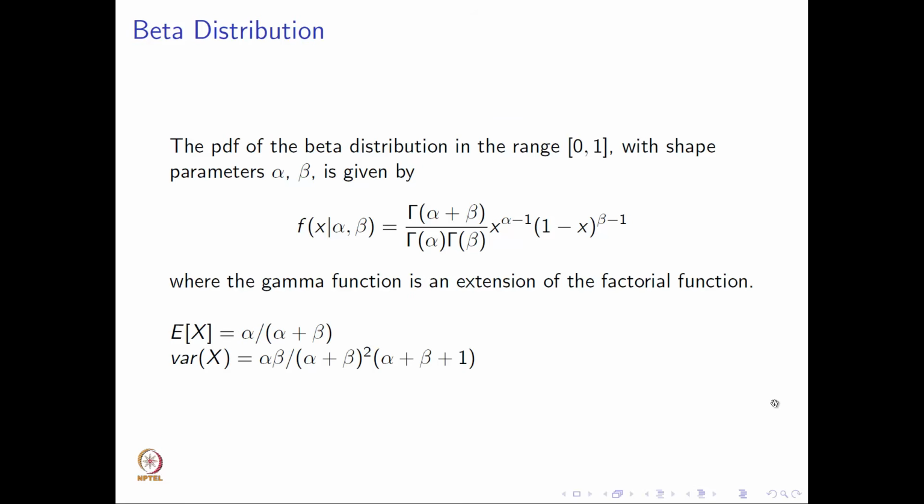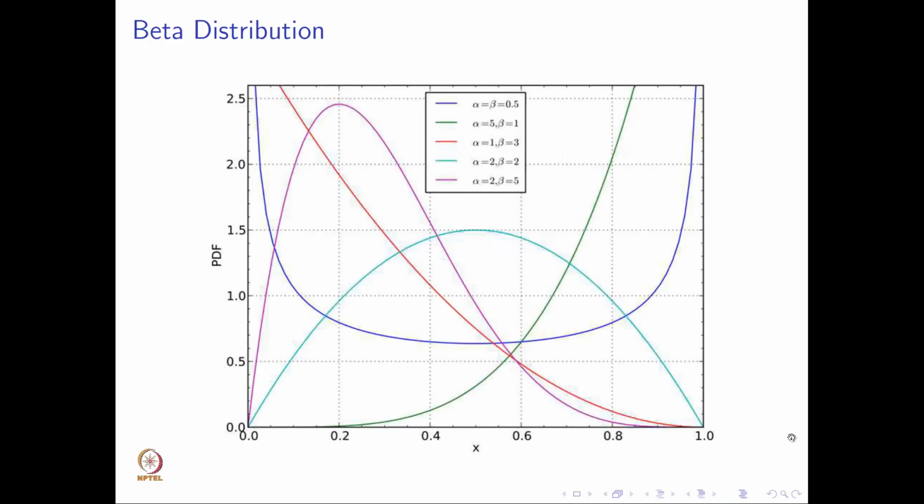The PDF of the beta distribution in the range 0 to 1 with shape parameters alpha and beta is given by the following expression, where the gamma function is an extension of the factorial function. The expectation of a random variable following the beta distribution is given by alpha by (alpha plus beta), and the variance is given by alpha beta by ((alpha plus beta) whole square into (alpha plus beta plus 1)). This diagram illustrates the beta distribution.